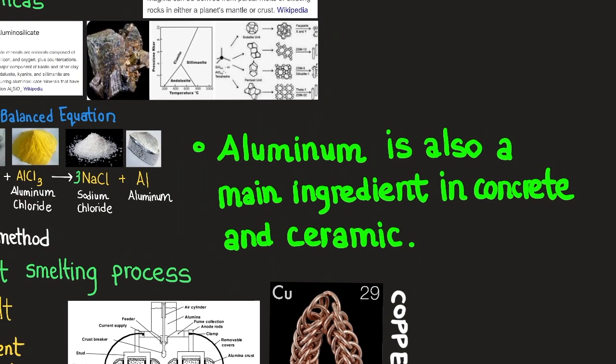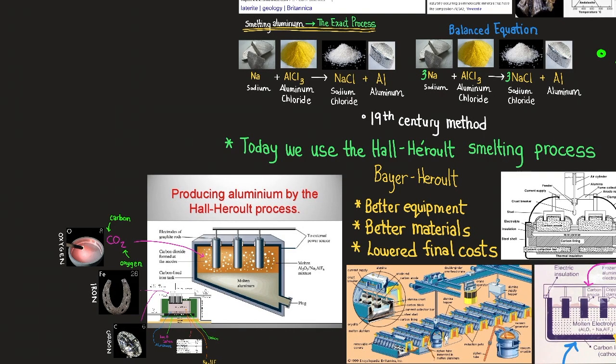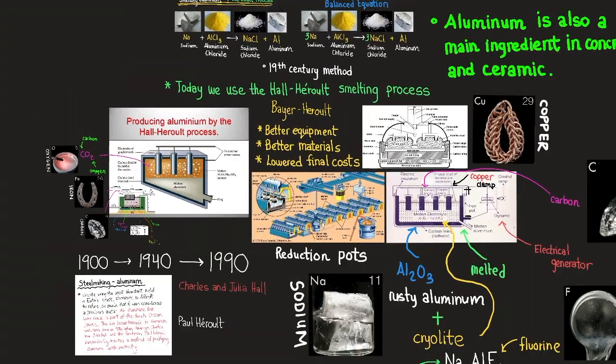So a quick reminder, aluminum is also a main ingredient in concrete and ceramic. So what process do we use today? The great attraction of carbothermic smelting is the possibility of bypassing alumina refining and of starting with lower grade ores than bauxite and lower grade carbon than petroleum coke.